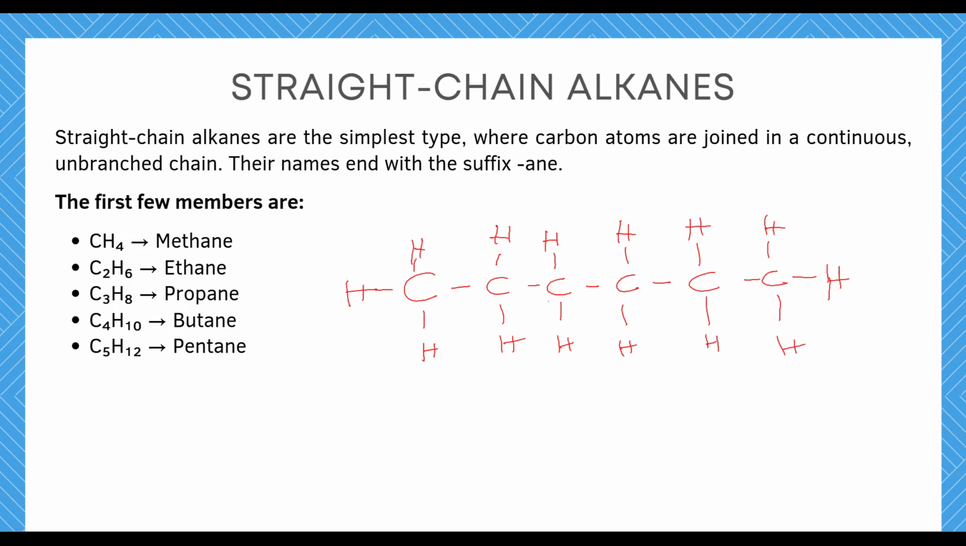Okay, so we have 1, 2, 3, 4, 5, 6. How many carbon atoms? 6. Good. Let's write that down, 6. When we have 6 carbon atoms present in an alkane, what is the root or the parent name that we use?